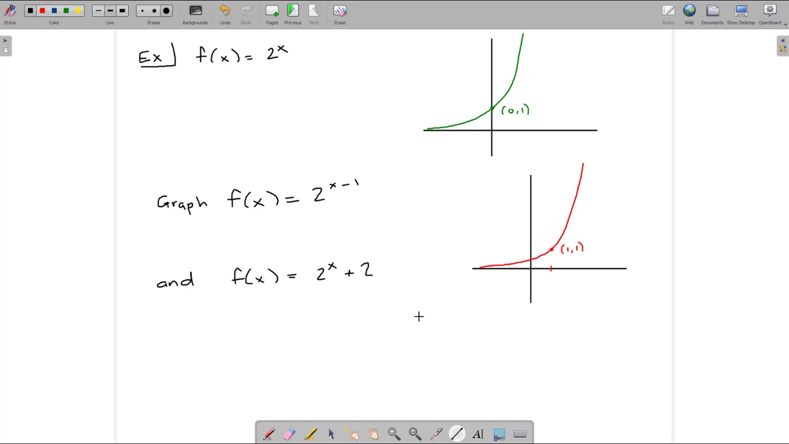Let's do a quick sketch of the vertical shift that we have here. Do that one in blue. f of x equals 2 to the x plus 2 on the outside here. So that just takes my graph of 2 to the x that I have up here and scooches it up by 2 units. So instead of 0, 1, I'll have 0, 3.